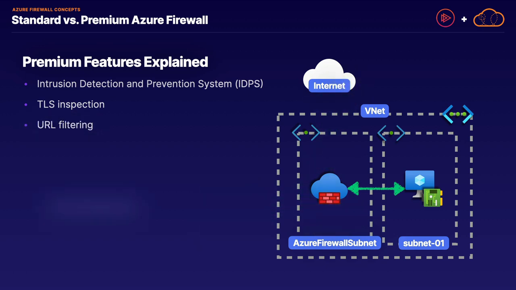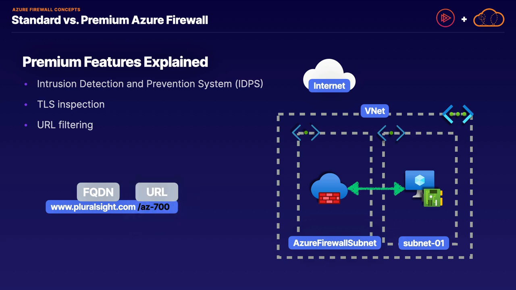Now, the other thing that we wanted to cover was URL filtering. We have our FQDNs, such as pluralsight.com. This is a fully qualified domain name. And whenever we go to websites, they have different URLs, right? These uniform resource locators, such as this course and other courses you might find on the platform. We can filter down to these specific URLs inside of our rules.